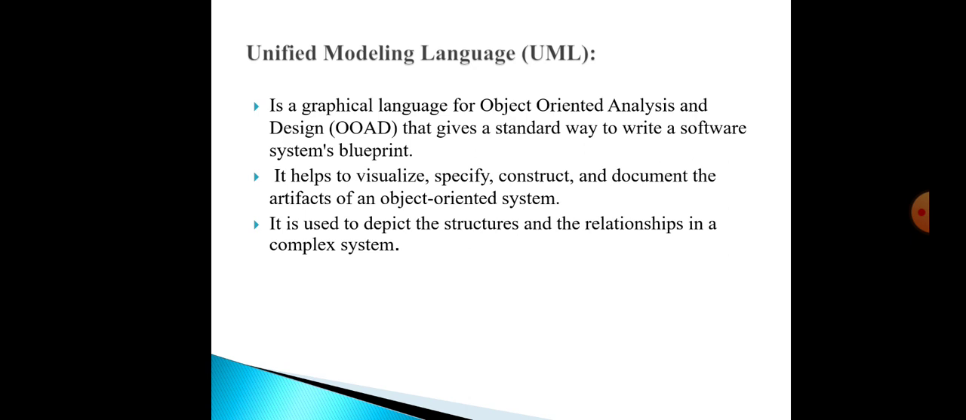There are many phases in Unified Process Model, that is UML, Unified Modeling Language. It is a graphical language for object oriented analysis and design that gives a standard way to write a software system as a blueprint. This will help in visualizing and specifying the construct, and designing a document will be easy. It is used to depict the structure and the relationship between complex systems.